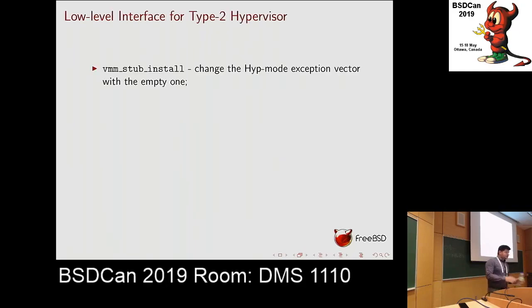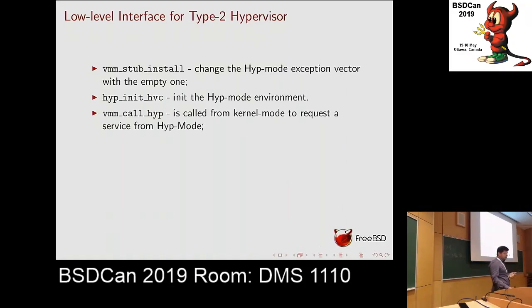Okay, what interfaces do we have for the type two hypervisor? We have the VMM stub install. It is a very particular function which basically installs a stub exception vector. It's a temporary one until we initialize the Bhyve module. We have the hyp HVC, which allocates the internal structures of Bhyve and is doing the mappings.